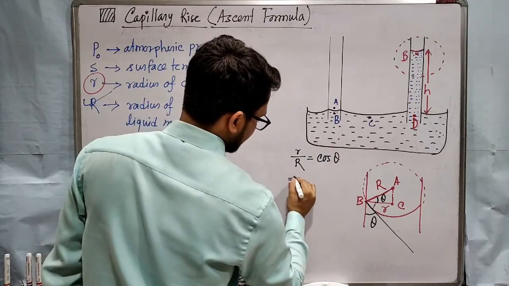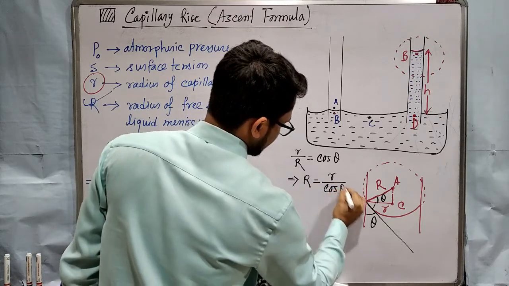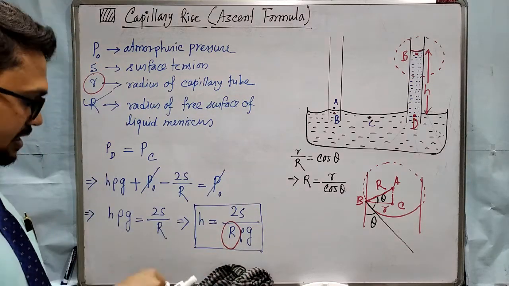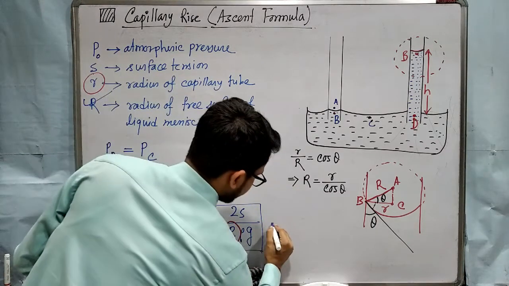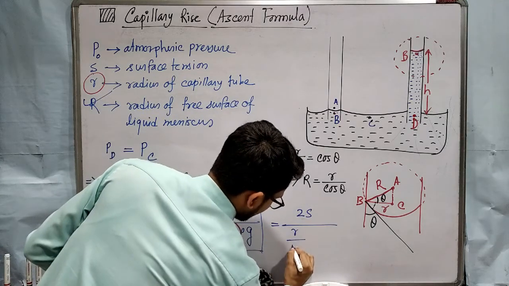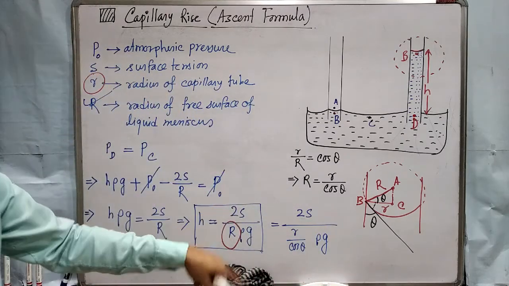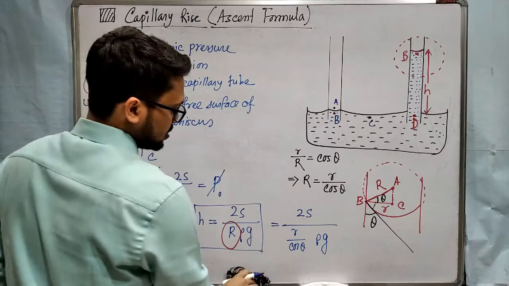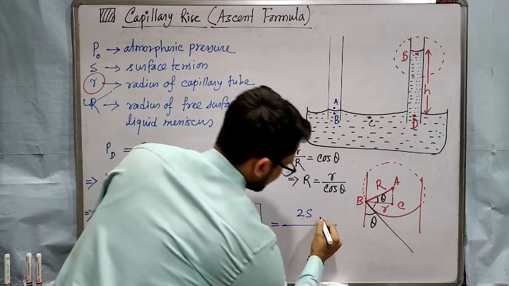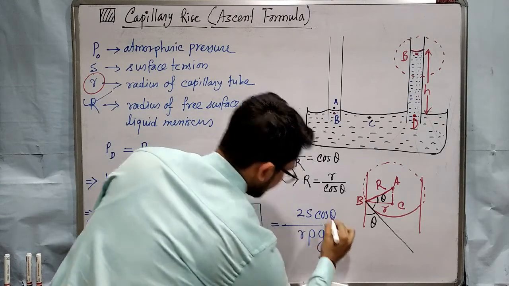So what will be capital R? Capital R will be small r by cos theta. So put that value here in place of capital R. What you will get is 2s by r by cos theta into rho g. Now cos theta will go up. So it will be 2s cos theta by r rho g.